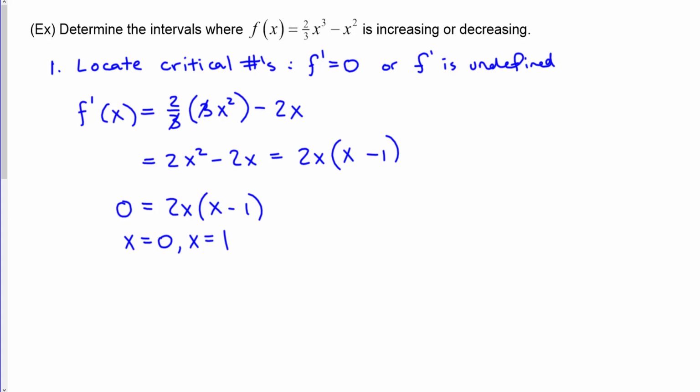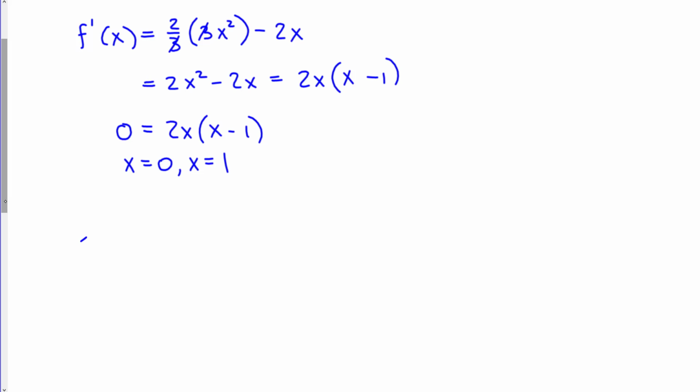Okay, so it's in between these values where the tangent lines would not be horizontal. They'd either be positive or they would be negative. So we'd have to determine how that's occurring. One way of determining that is to take these critical numbers and place them on a number line. And we use test values within these intervals to see if the function is increasing or decreasing.